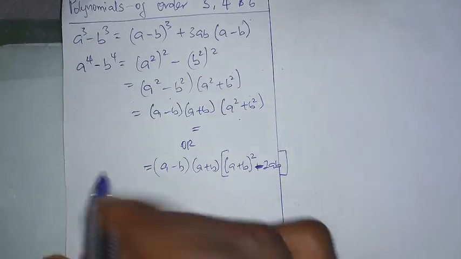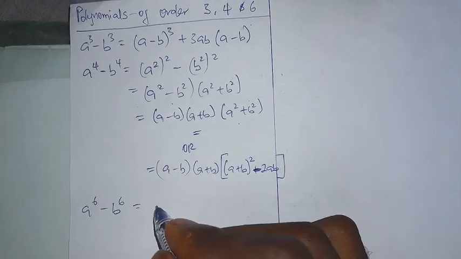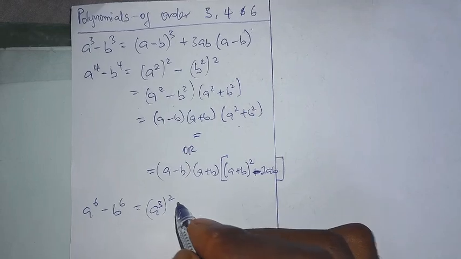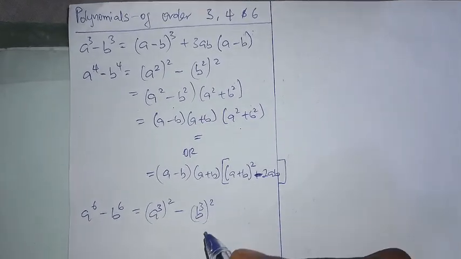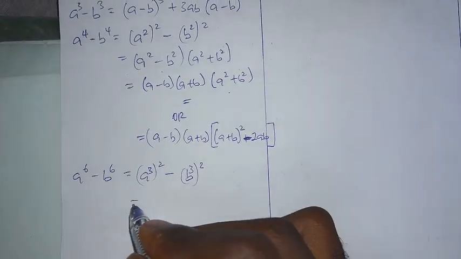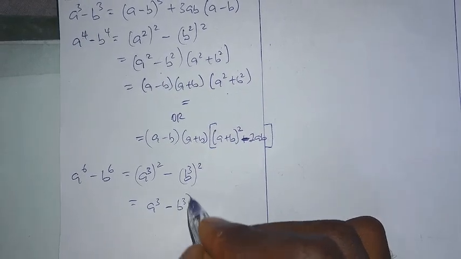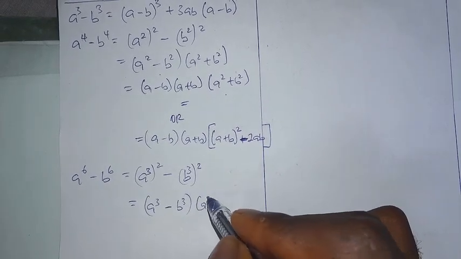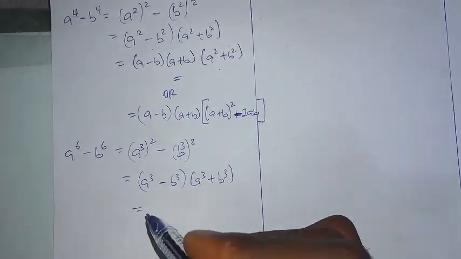Okay, so then finally I have for a raised power 6 minus b raised power 6 to be the same thing as a raised power 3 all raised power 2 minus b raised power 3 all raised power 2. Now, why am I doing like this? So I can easily express that as difference of 2 squares. That becomes a raised power 3 minus b raised power 3 and a raised power 3 plus b raised power 3.